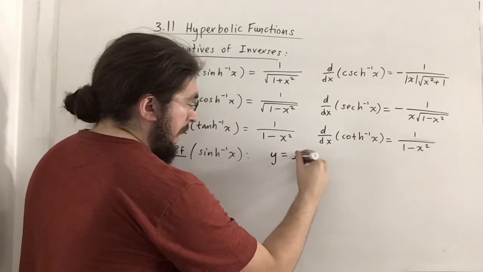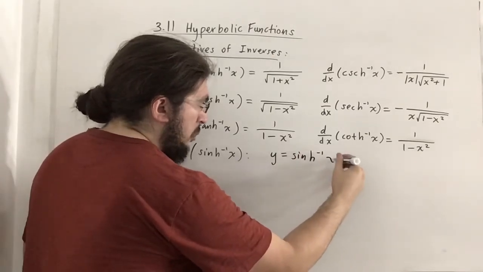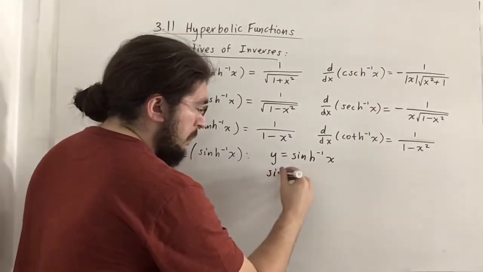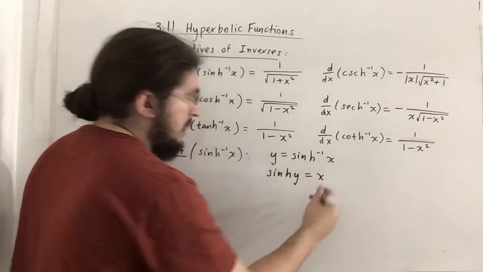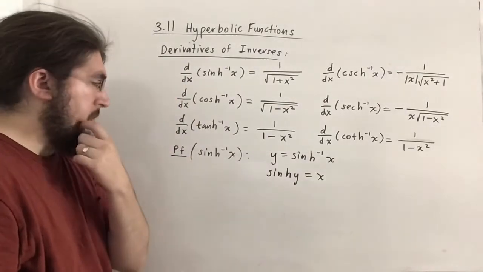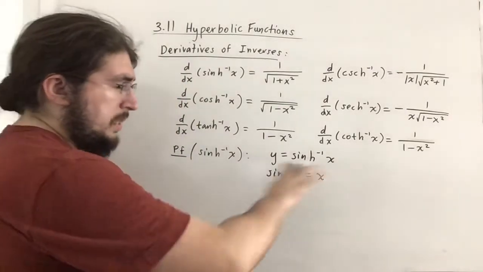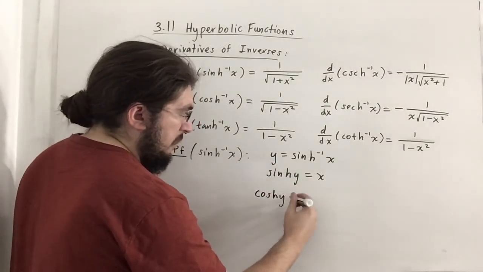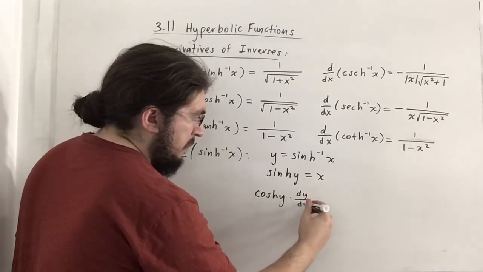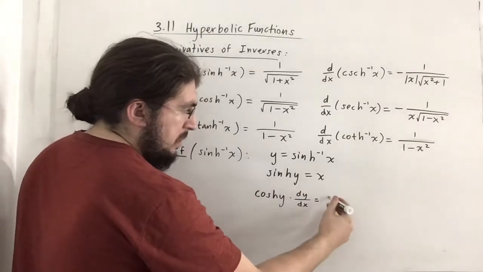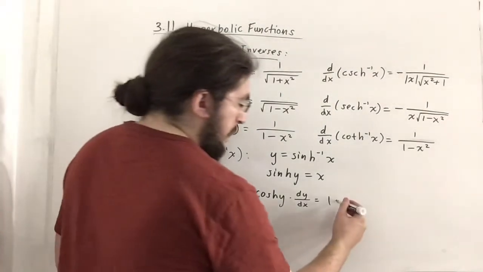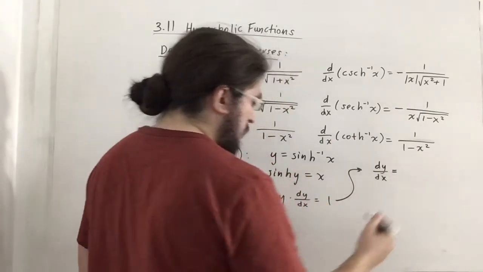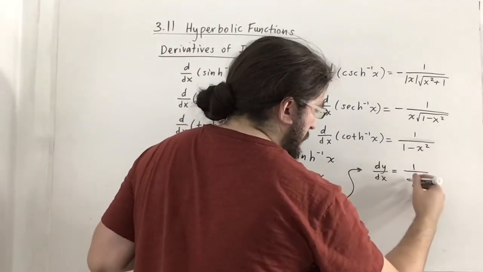So if we call it y, then our goal is to find dy/dx. But since this is an inverse, we can apply sinh to both sides to get this, because that's just the definition of the inverse function. Great. Now if we implicitly differentiate, we'll get the derivative of this is cosh, but since it's of y, by chain rule it's times dy/dx. And here the derivative of x with respect to x is 1. So that means that dy/dx is equal to 1 over cosh y, or sech y.